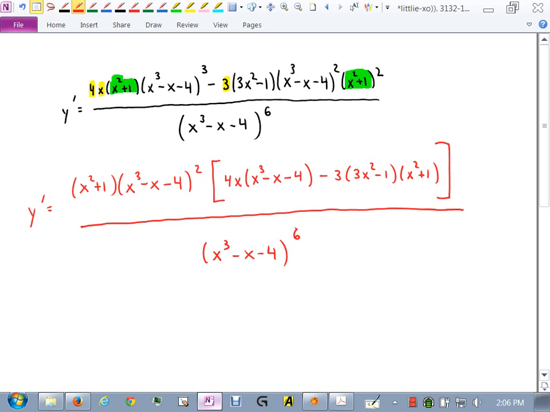Anybody see anything we can do here? Cancel a couple of factors here. This is x cubed minus x minus 4 to the 2nd power. And here we have 6 of them. So I could actually cancel out 2 powers and make this a 4th power instead, couldn't I? Anything else we could do? What's going to happen later is that we are going to be able to multiply this all through and clean this up. And this is going to be something that we'll investigate further.